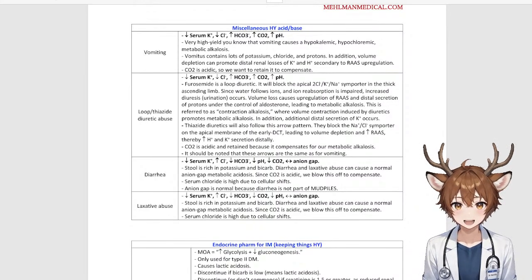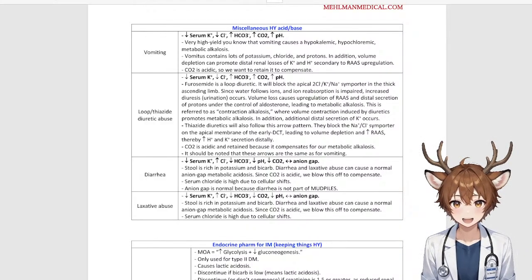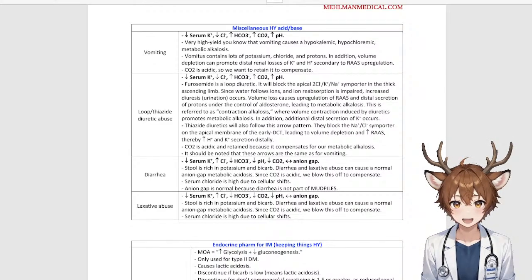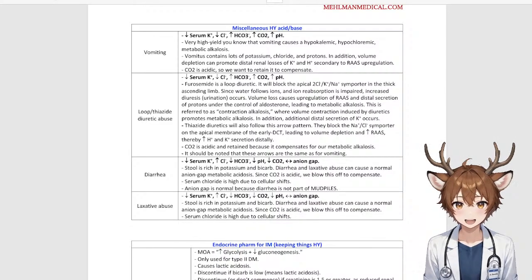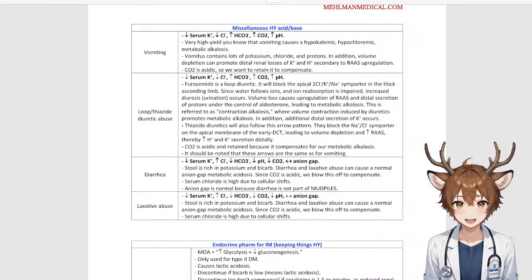What about miscellaneous high-yield acid base? Vomiting: low serum potassium, low chloride, elevated bicarb, elevated CO2, elevated pH. Very high yield to know that vomiting causes a hypokalemic, hypochloremic metabolic alkalosis. Vomitus contains lots of potassium, chloride, and protons.